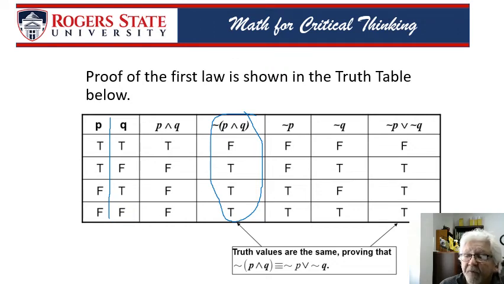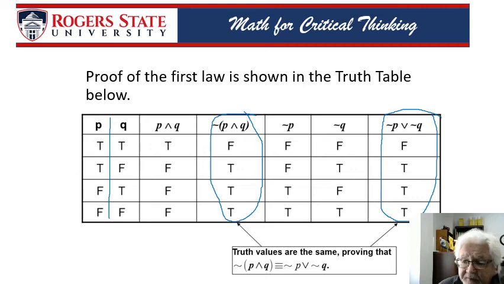Now, what about not P or not Q? Okay, look at this truth table. Do you see you get the same answers? Not P or not Q is false when both P and Q are true. It is true when they are false and true, when this is true and false, and when this is true and true. So you see the answers here and the answers there.